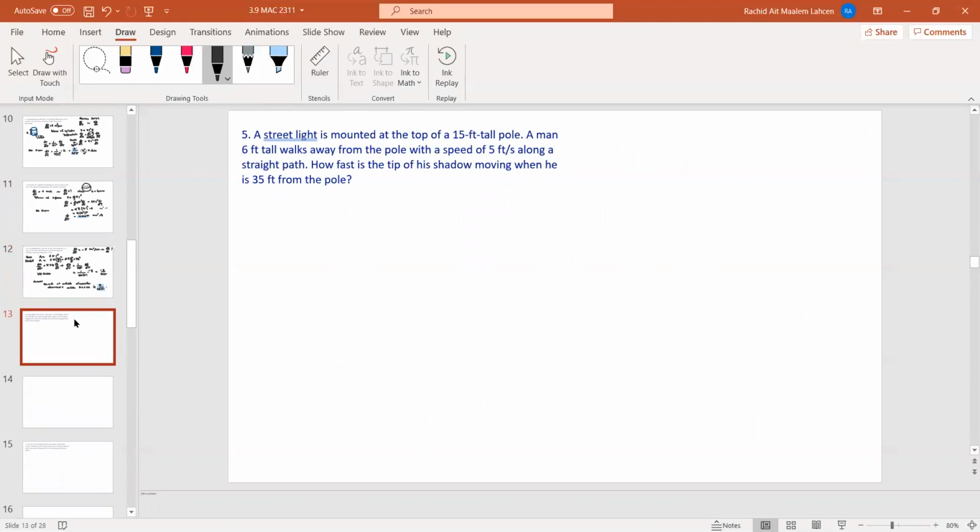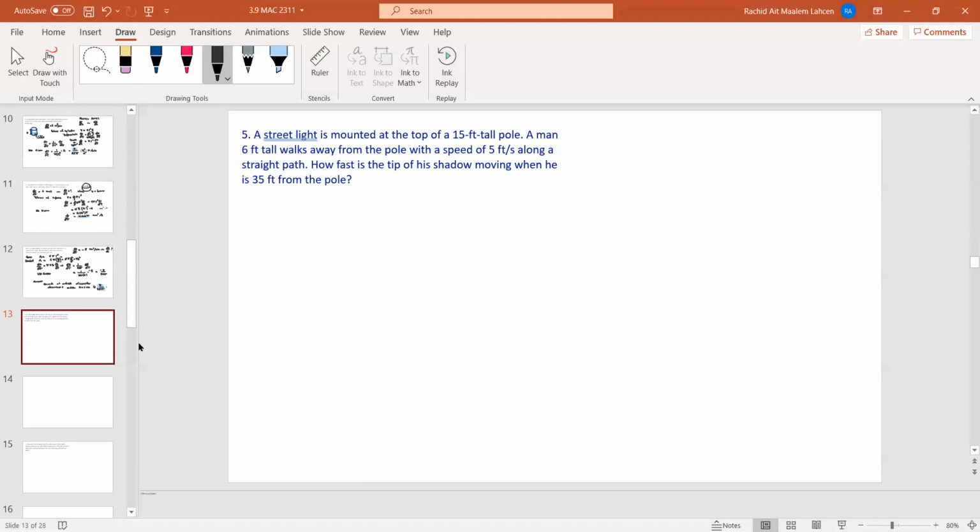For number 5, a street light is mounted at the top. This one is different. It's not really something we're interested in, but since it's unique in its way, we're going to talk about it and show how it is. It won't be something we're mostly interested in; mostly the beginning ones, and I'll show the other ones.